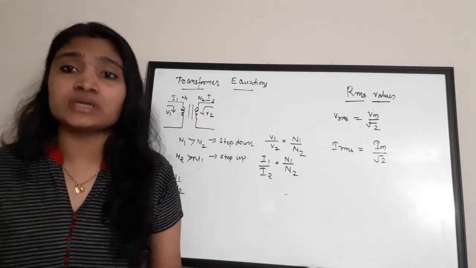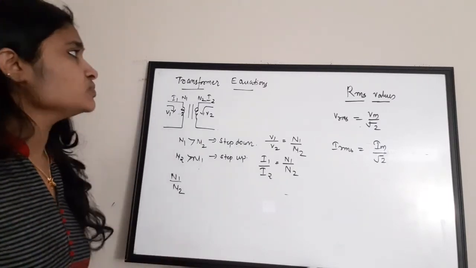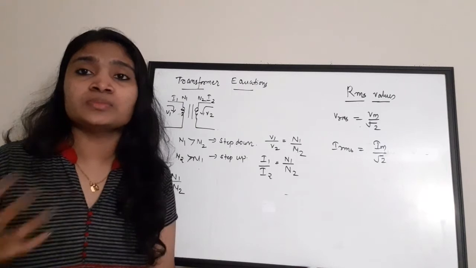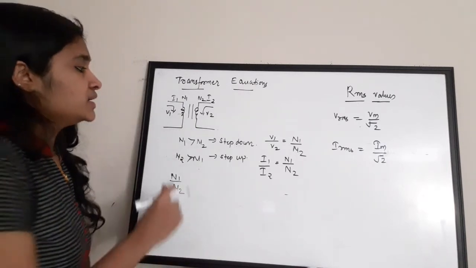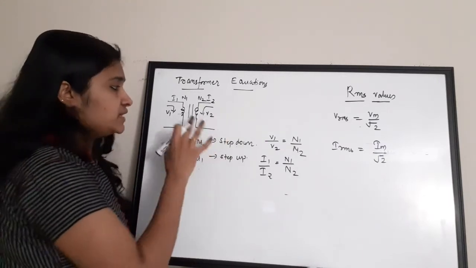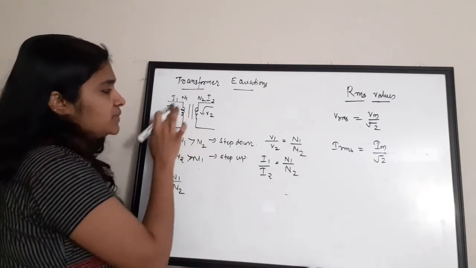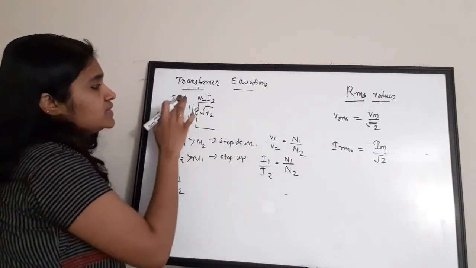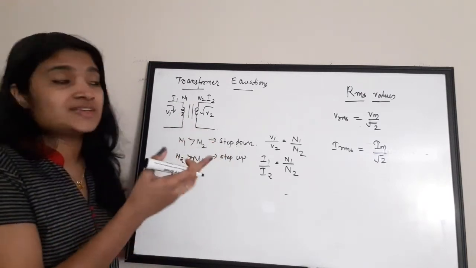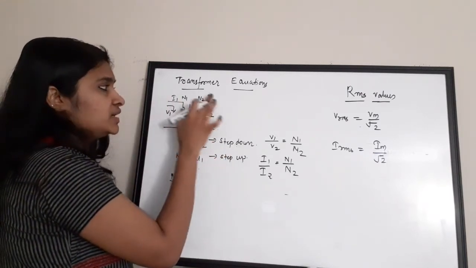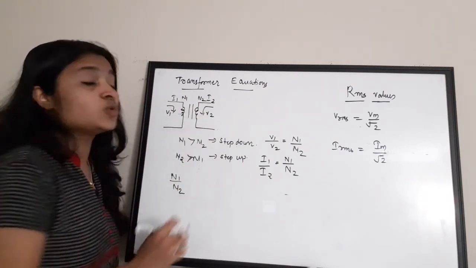Next is the equation for the transformer. The transformer is also very important for network analysis. A transformer can be used for step up or step down purposes. It consists of a primary winding, the primary inductor coil, and a secondary inductor coil. Let N1 be the number of turns in the primary, N2 the number of turns in the secondary. I1 is the current in the primary, I2 is the current in the secondary, V1 is the voltage in the primary, V2 is the voltage in the secondary.